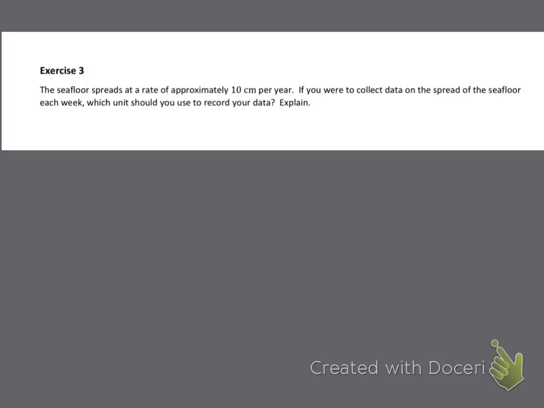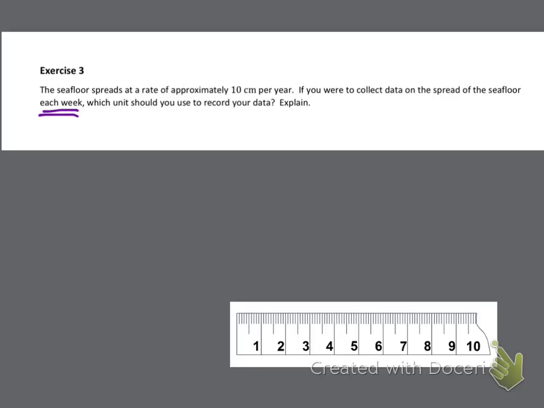All right, let's look at exercise 3. So the seafloor spreads at a rate of 10 centimeters per year, approximately. So if you wanted to collect data on the spread of the seafloor each week, what unit should you use to record your data? So obviously they're using centimeters to record the yearly data. So let's think about weekly. So here's a centimeter ruler. So 10 centimeters per year is about the amount that the seafloor spreads. So that's about 4 inches, roughly.